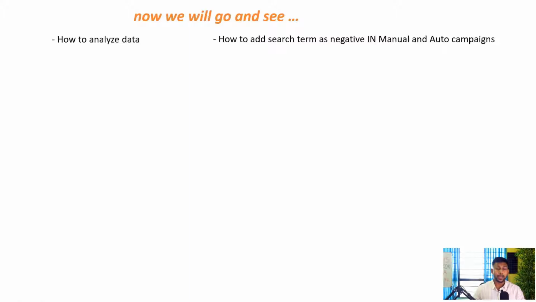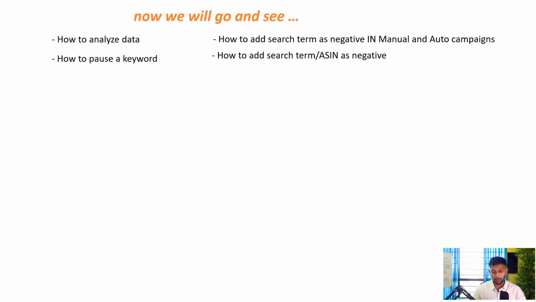We are going to see how to analyze data, how to add a search term as negative in manual and auto campaigns, how to pause a keyword, and how to add a search term and ASIN as negative.